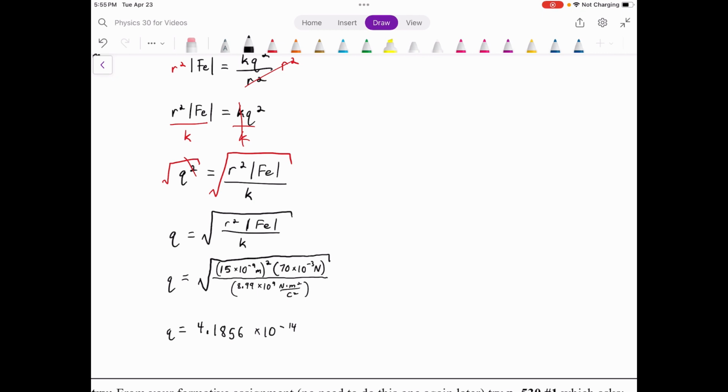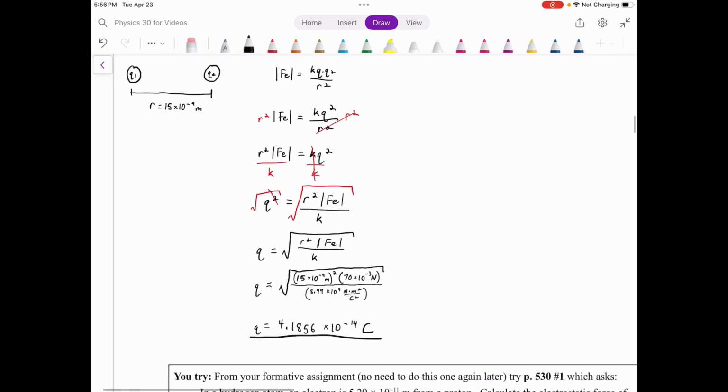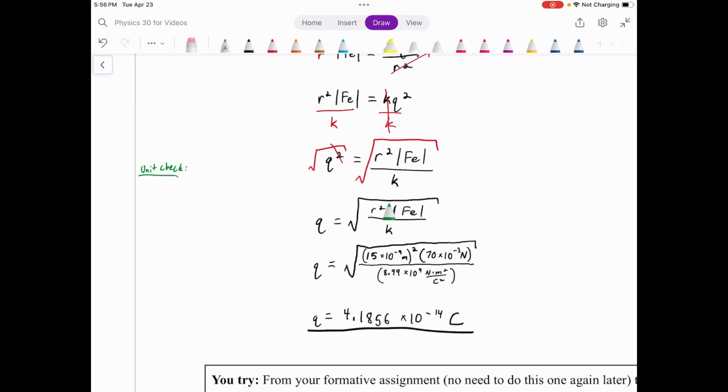Now we're expecting units of coulombs out because this is charge. But let's maybe do a unit check. That's a valuable skill, just to make sure what we set up here really does give us units of coulombs. So what have we got? We've got an r squared, so I use square brackets. That's kind of the universal sign for I'm just talking about the units right now.